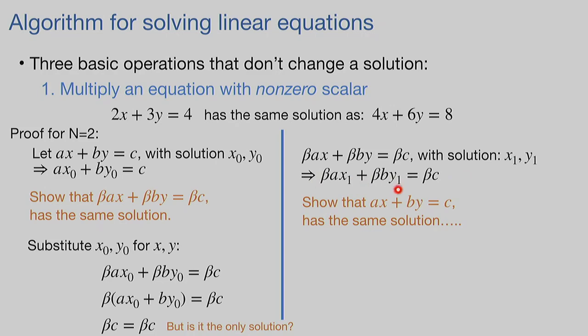Now, you know that beta is not 0. How do we know that it's not 0? It's part of the statement of the theorem. Right? Multiply the equation with a non-zero scalar. Beta is not equal 0. Now I can divide by beta. Since beta is not equal 0, then I can divide and say, oh yes, ax1 plus by1 equals c. So it's the same solution.